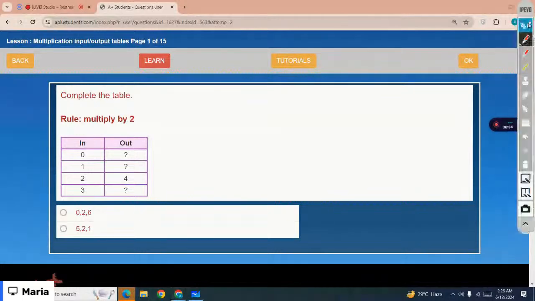The input values are 0, 1, 2, and 3. You are given the rule: you have to multiply them by 2. So 0 times 2 is 0, right? Then 1 times 2 is 2. Then 3 times 2 is 6. So they are 0, 2, 4, and 6. The correct option is 0, 2, 4, and 6. Option number 1 is the correct option. Got it?